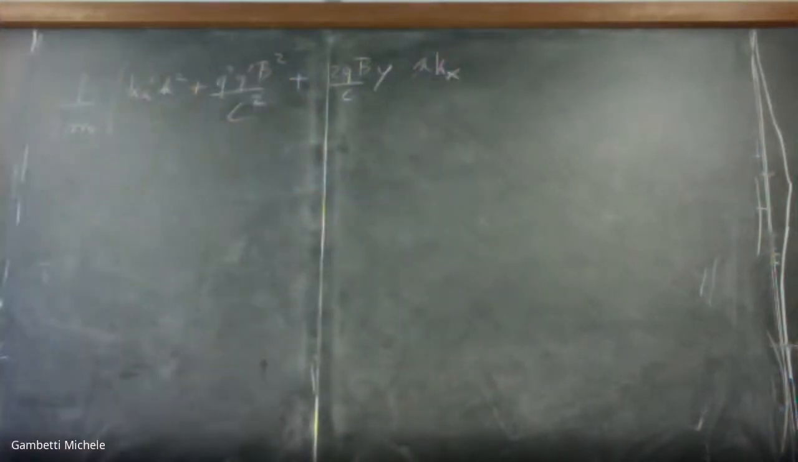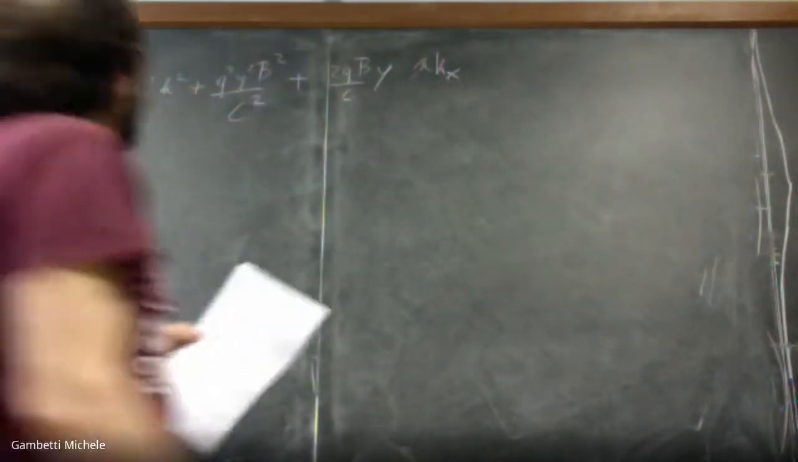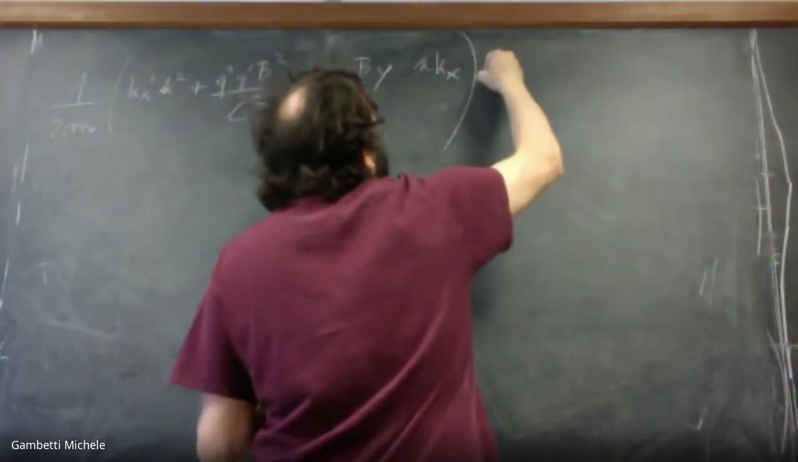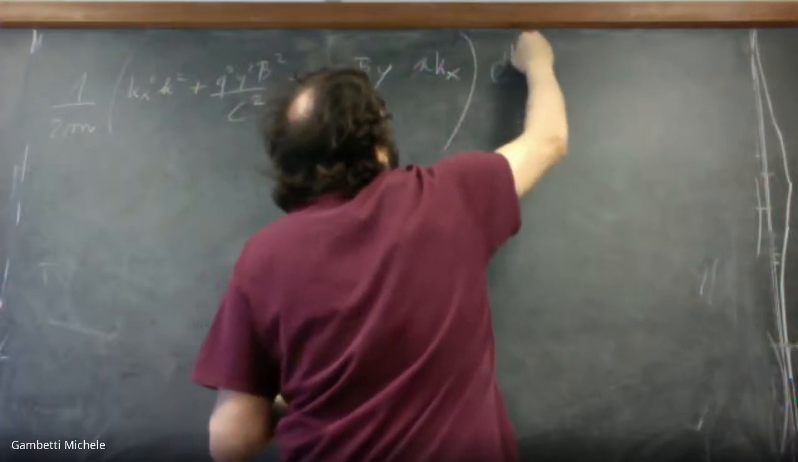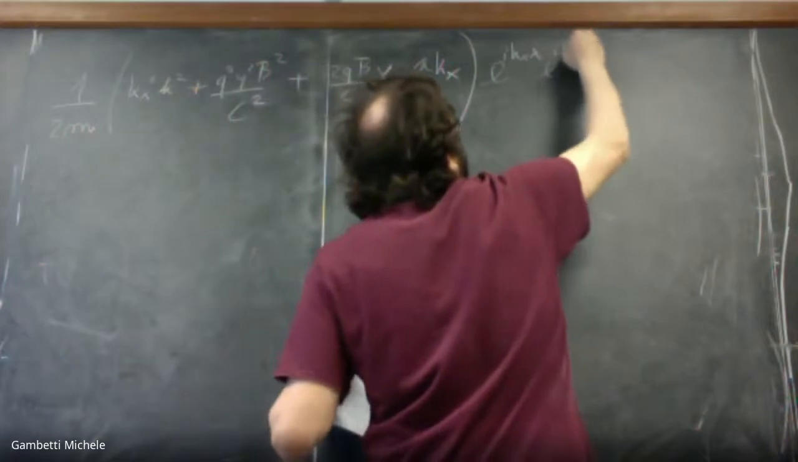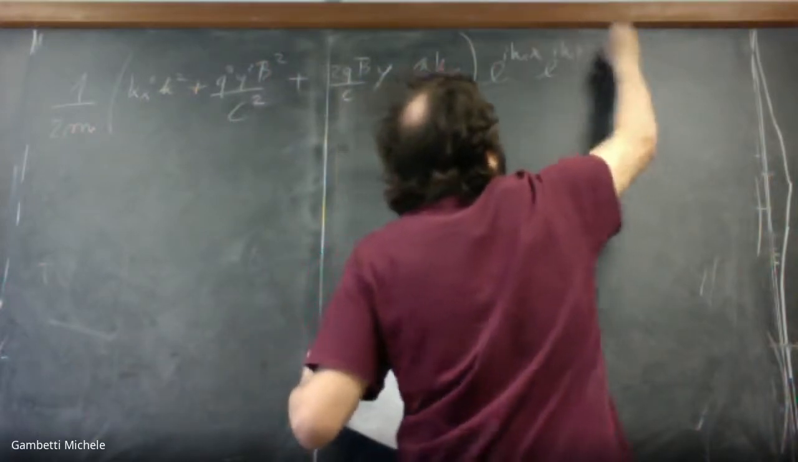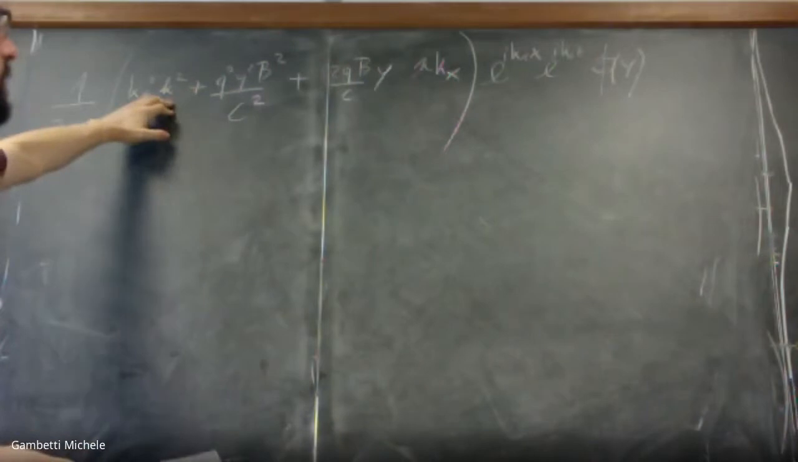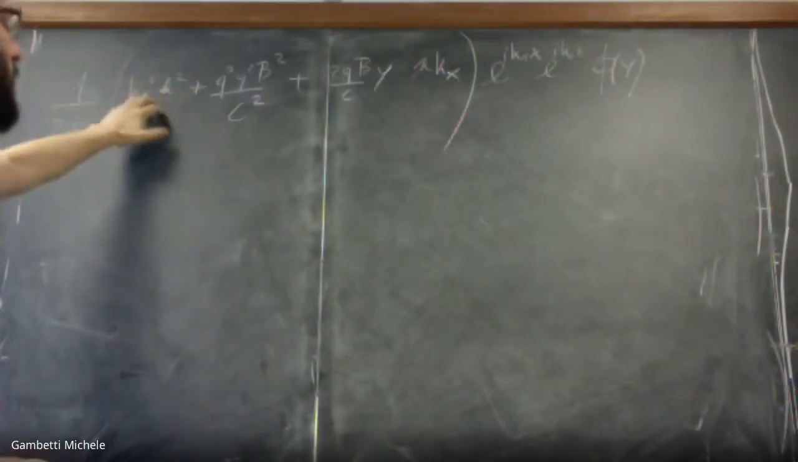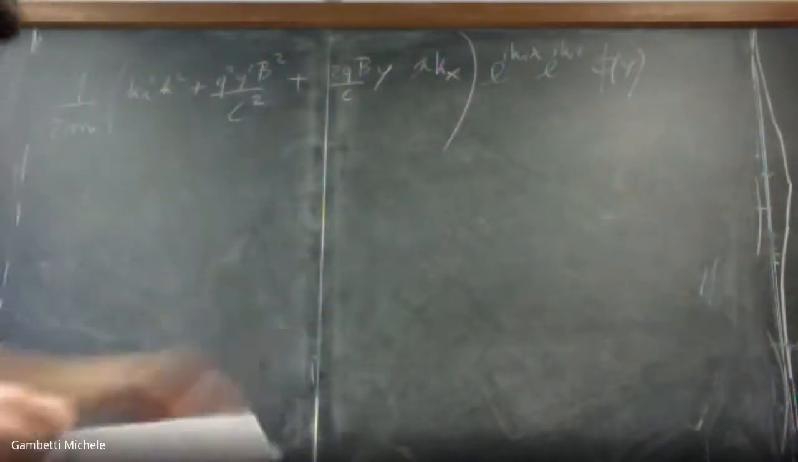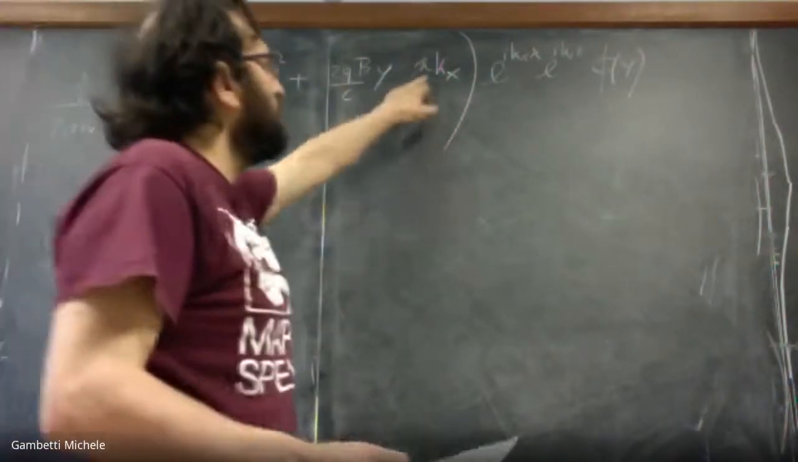Okay, I'm going to write the derivative, ħkx. This is acting on the wave function, exponential of ikx x, exponential of ikz z, and then φ of y. So I'm just basically introducing the eigenvalues of the operator, second derivative with respect to x and first derivative with respect to x.